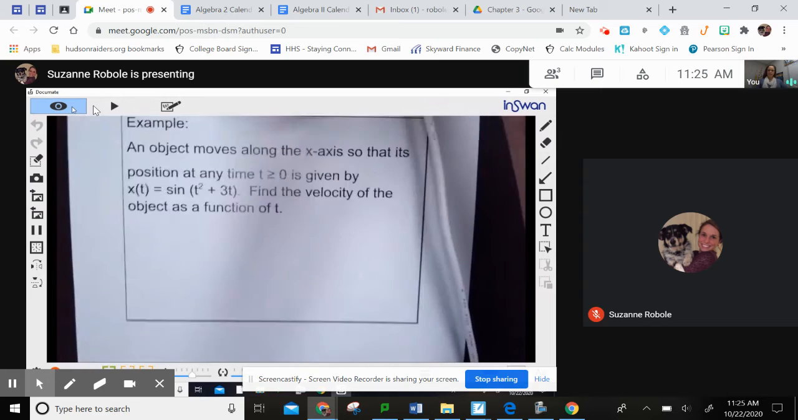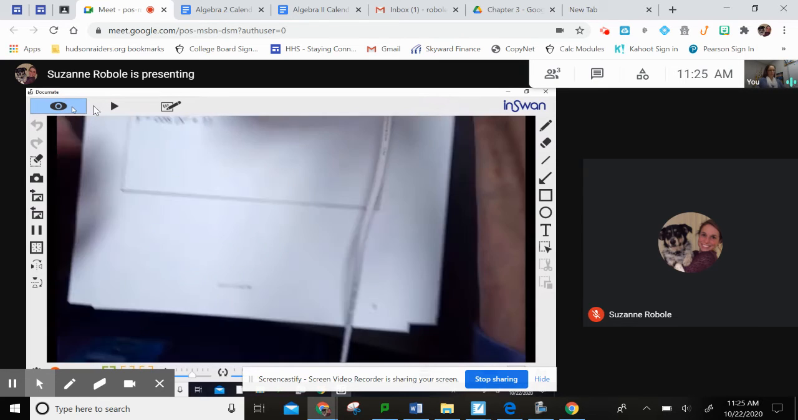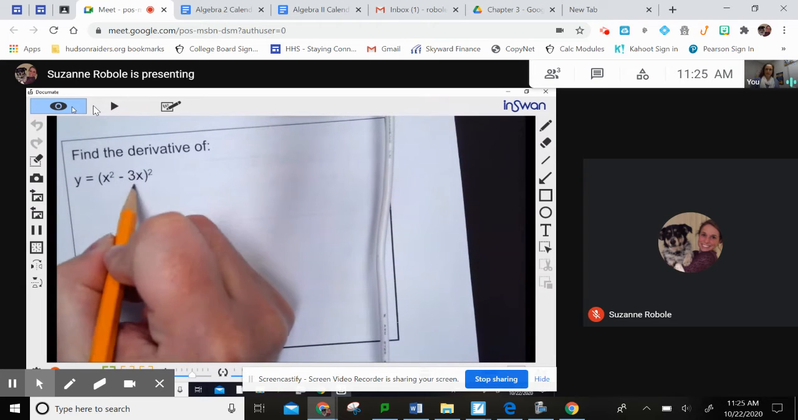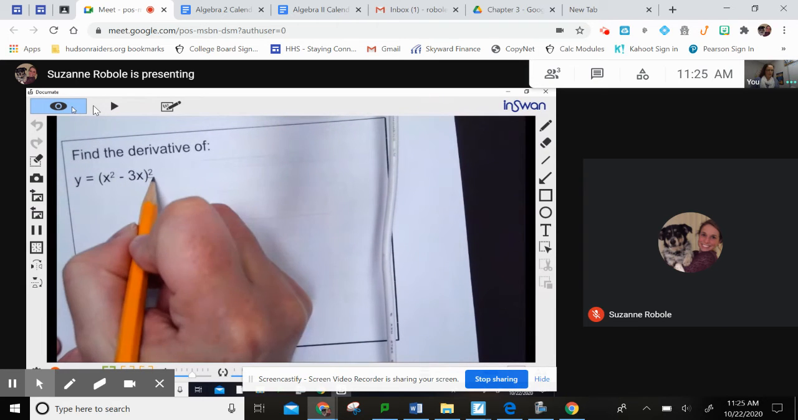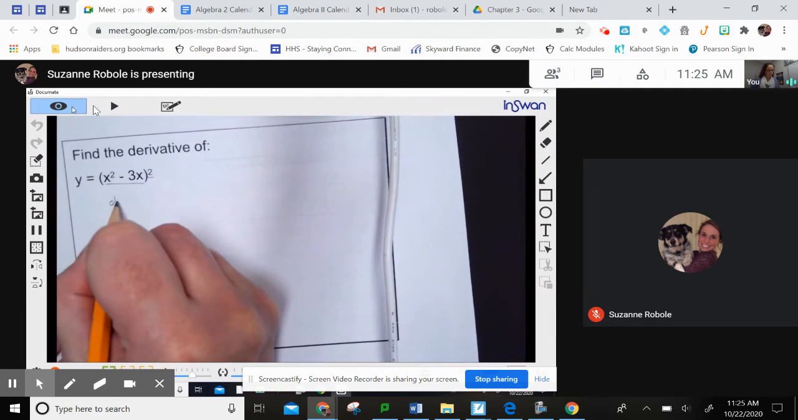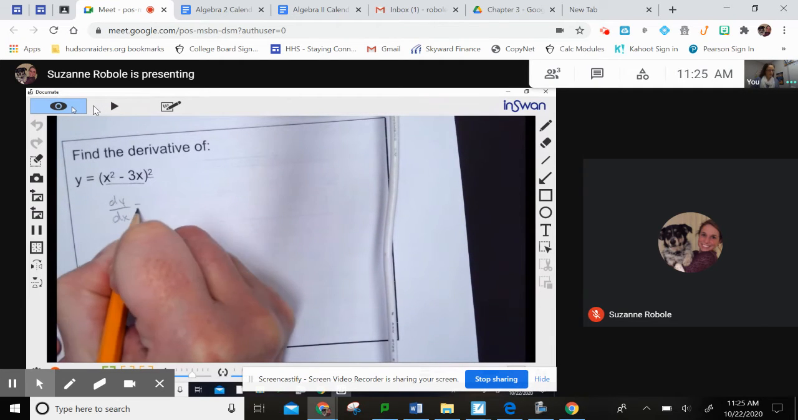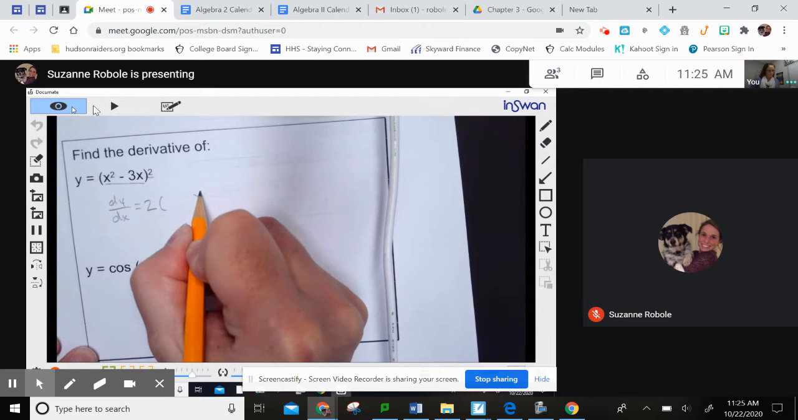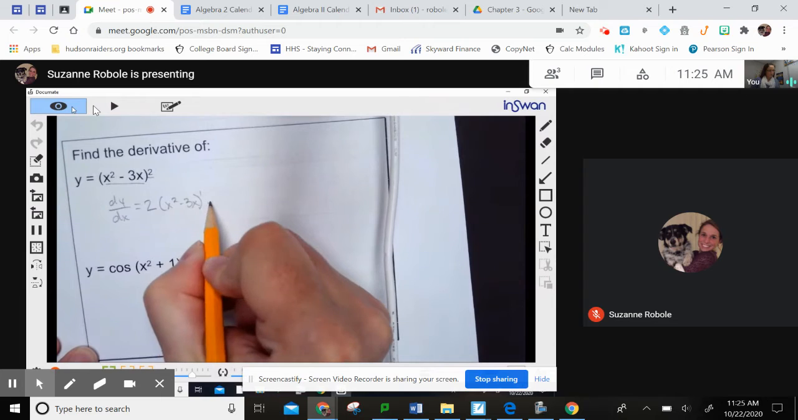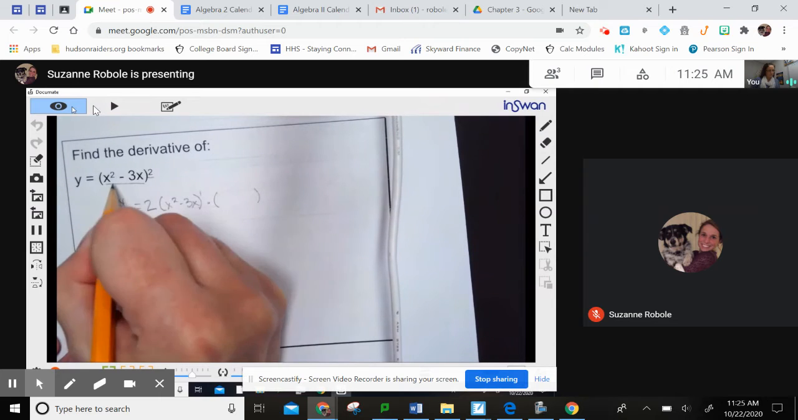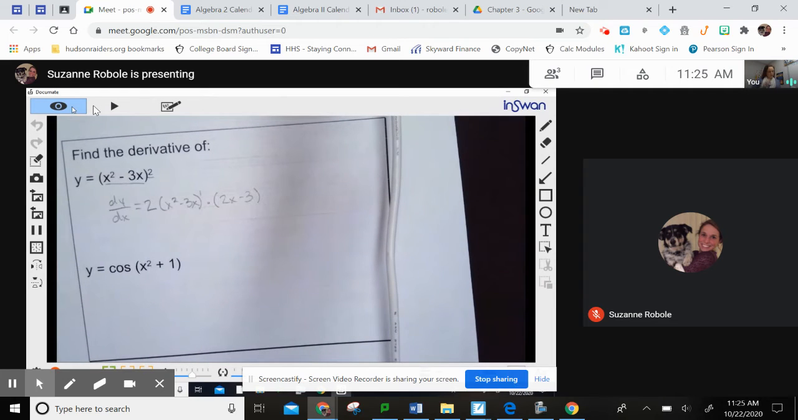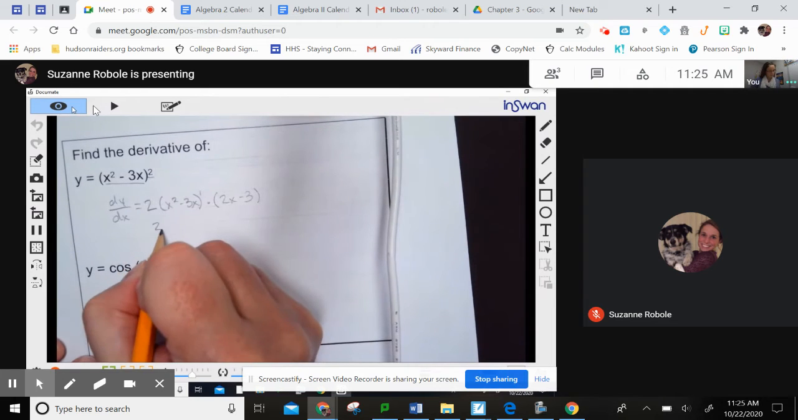All right. Next thing we have is we are finding the derivatives here. So my outside is the squared. The inside is x squared minus 3x. So I am finding the derivative of the outside. Inside remains the same, and I'm multiplying it by the derivative of the inside. So the inside is 2x minus 3. Simplify everything down that we can.